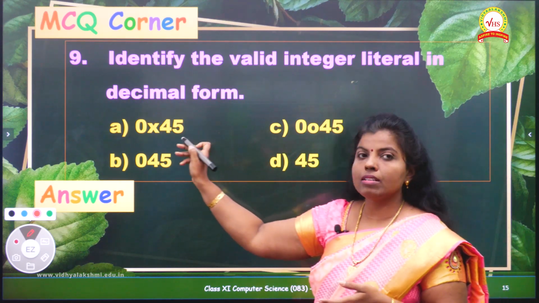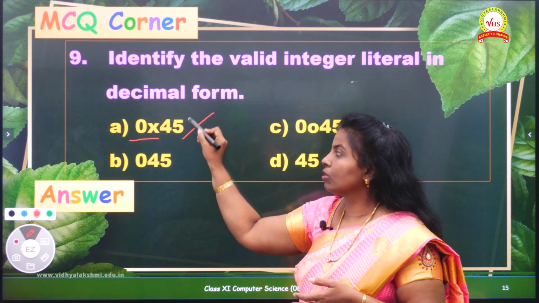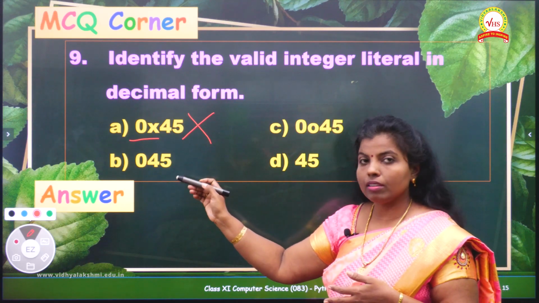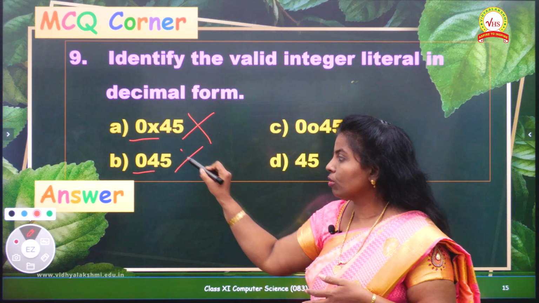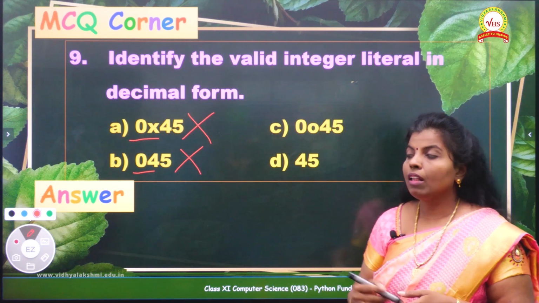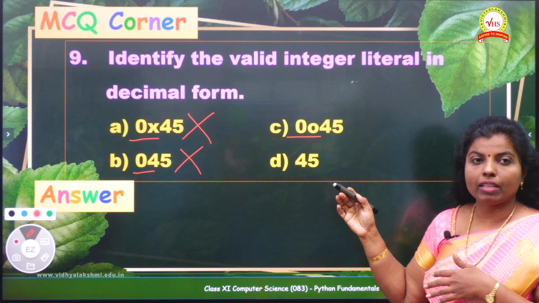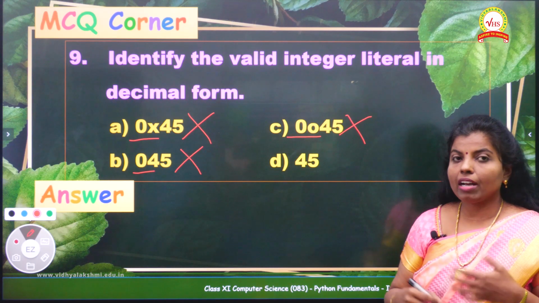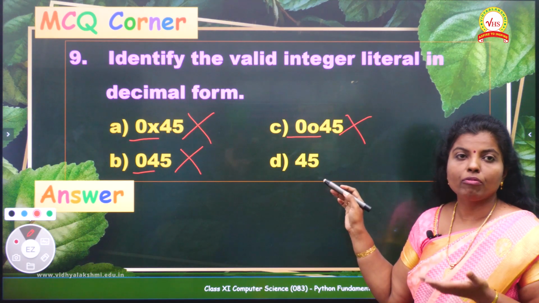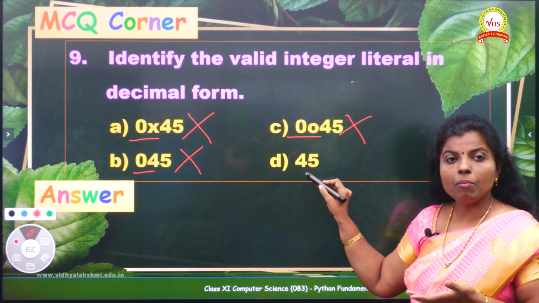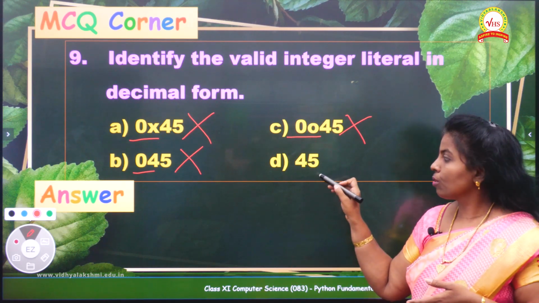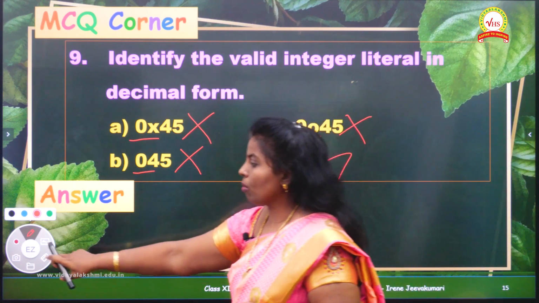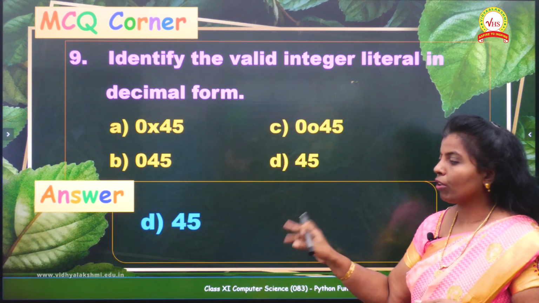Here the first option begins with 0, right? So, this is not going to be the valid integer literal in decimal form. The second option also begins with 0, so this is not valid either. The third option also begins with 0 followed by the letter O. So, this is also not going to be the valid integer literal in decimal form. So, the valid integer literal in decimal form is going to be the number 45 because it begins with a number between 1 and 9. So, our correct option is option D, number 45.